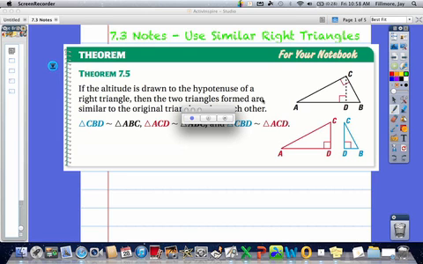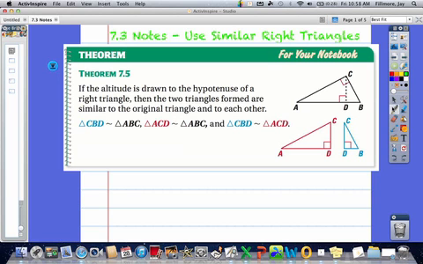Hello ladies and gentlemen, today we're going to talk about section 7.3, which is using similar right triangles. So we've talked about similar triangles back in Unit 6. We know that all the angles are congruent and all the sides are proportional. And we're talking about right triangles, which are obviously just a triangle with a right angle. And we're going to kind of combine the two today.